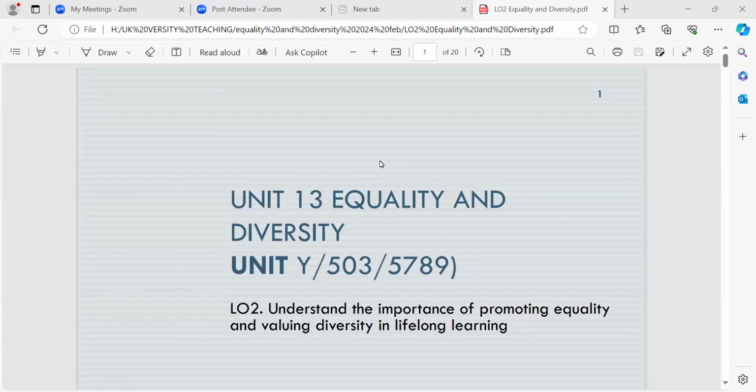So the unit we're doing today is equality and diversity, and the learning outcome we're going to do today is learning outcome 2, which is to understand the importance of promoting equality and valuing diversity in lifelong learning. Now, in the last session, we looked at learning outcome 1, which was to understand the key features of culture which promotes equality and values diversity. Now, what can you remember from the last session in regards to what we did?